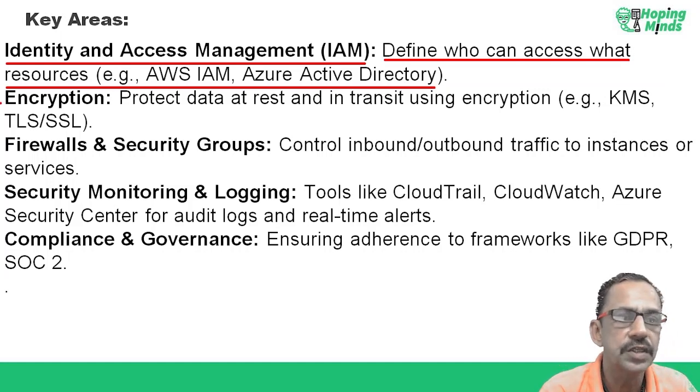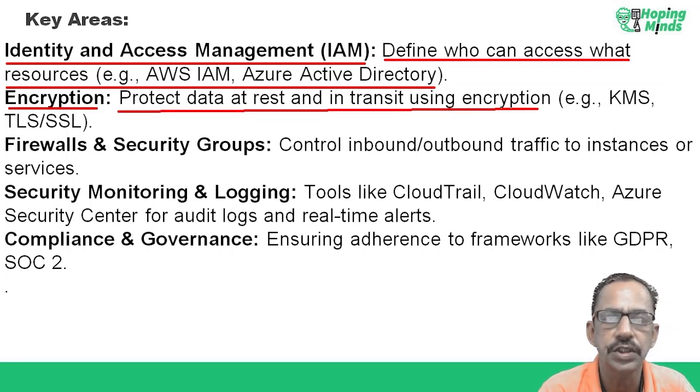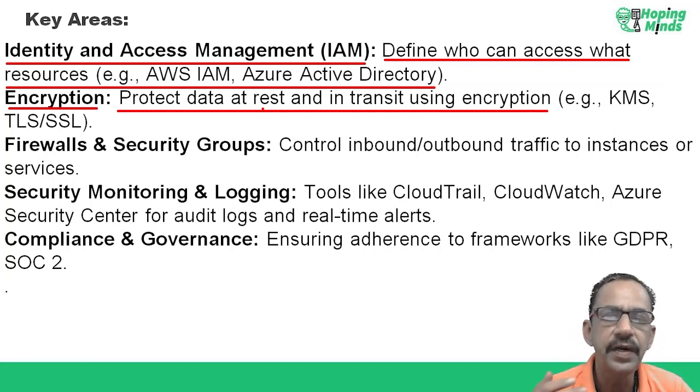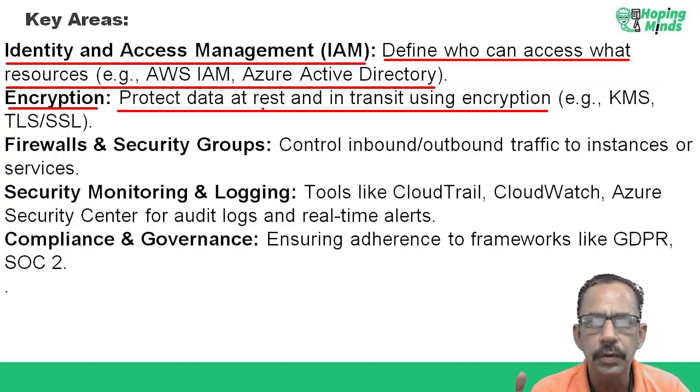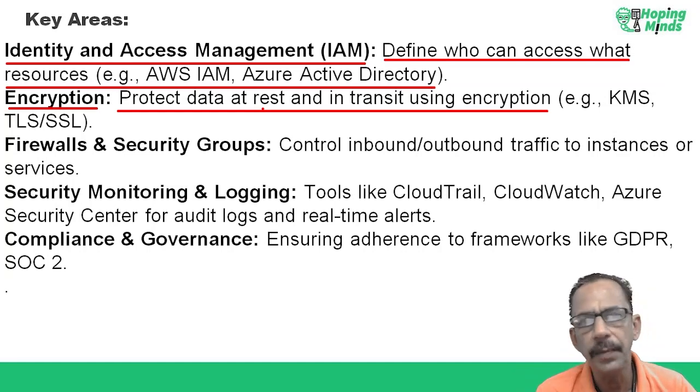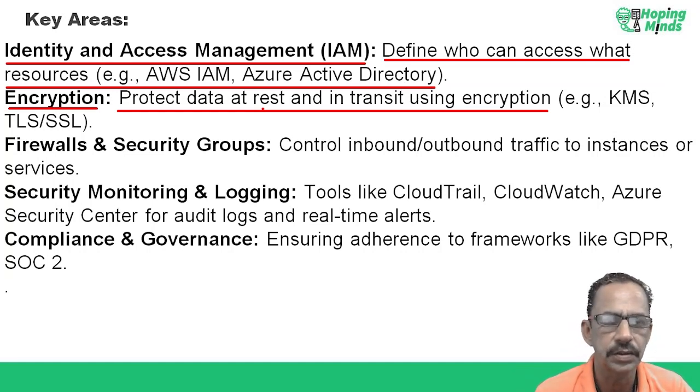Then the second concept of security is encryption, to protect the data either at rest or in transit using encryption. Rest means when data is in the server or in the storage part, not moving anywhere. And in transit is when data is moving, like from my on-prem to my cloud server. That is transit, on the way anywhere, even from one application to another application.